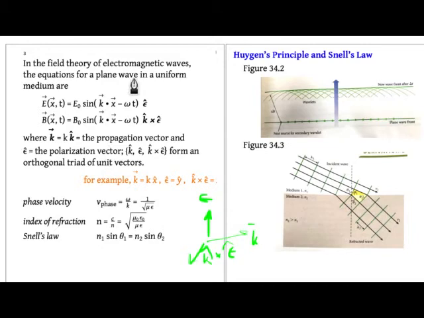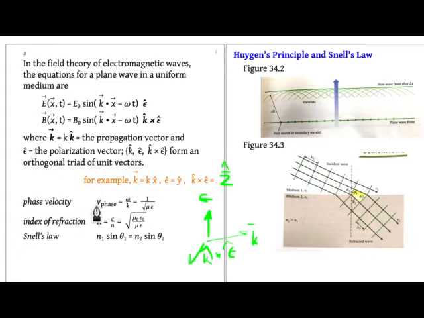The example we worked out last week had propagation in the x direction. So the wave vector was k x hat. And it had polarization in the y direction. So epsilon hat would be y hat. And k hat cross epsilon hat would be z hat. Forgot to write it here. It's x cross y is z.